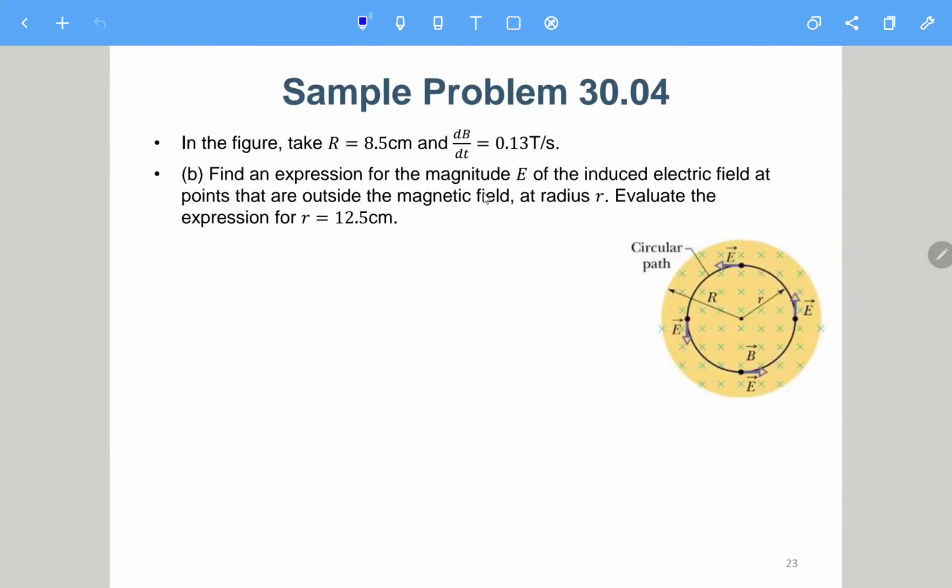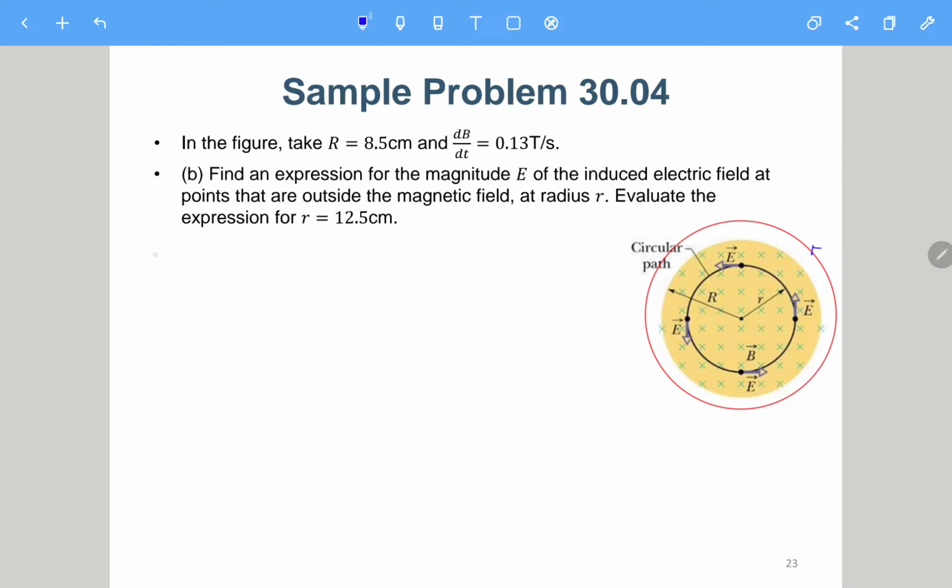Okay, for part B, it asks the same thing, but here it asks for the E field outside the magnetic field, which means the Ampere's loop should be outside. Somehow like this. So this is the Ampere's loop for this question, and it's somehow like this.